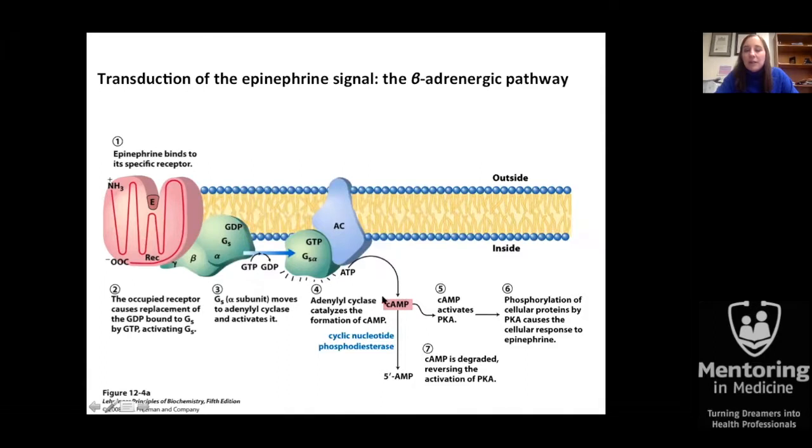And cyclic AMP, two of them will go on to activate one single PKA. So for every one PKA molecule, we require two cyclic AMPs in order to activate each PKA. Then once we have the PKA activated, it will go on and do a series of phosphorylations. Phosphorylation is a type of covalent modification. It's basically a way that we signal different enzymes, for example, to either be upregulated or downregulated.